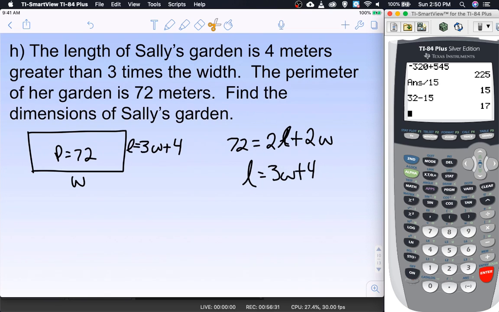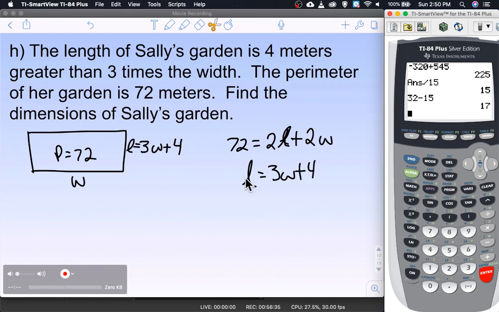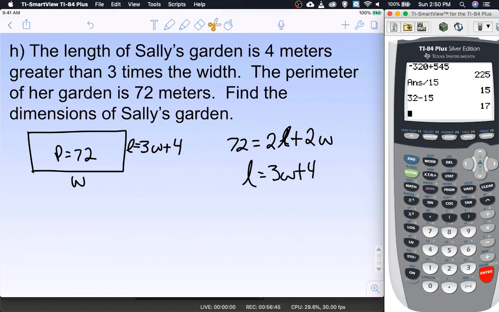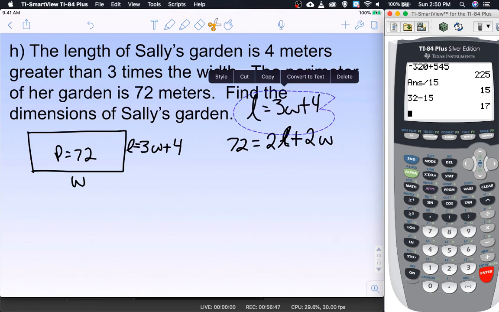Now, this is kind of set up for substitution. Do you see how this variable is already solved for us? All I have to do is plug in 3w plus 4 right there. I mean, L is this junk. Plug in this junk for L, and we're actually a good progress of the way to solving this problem. So I'm going to do that.